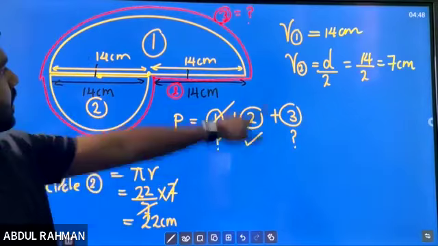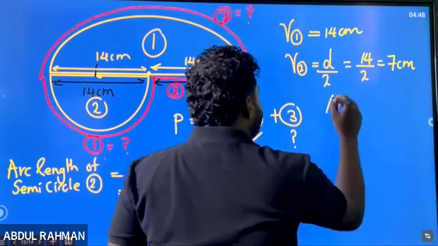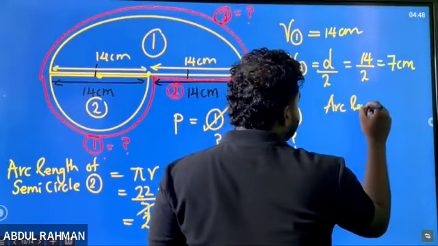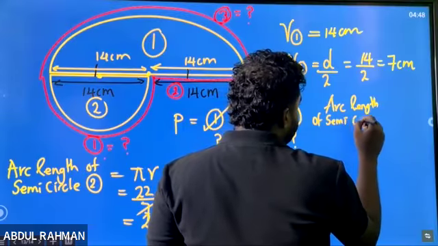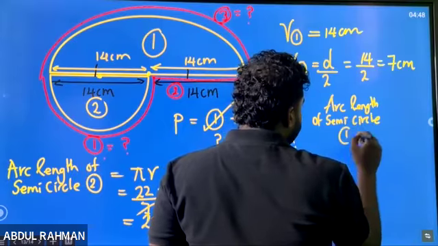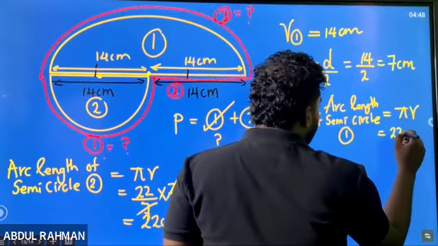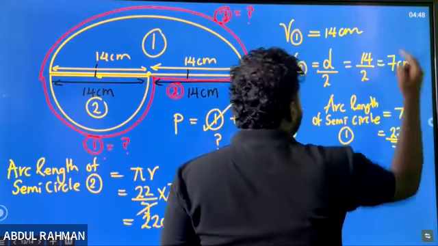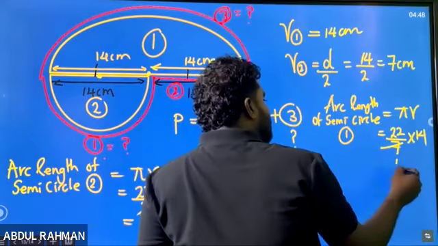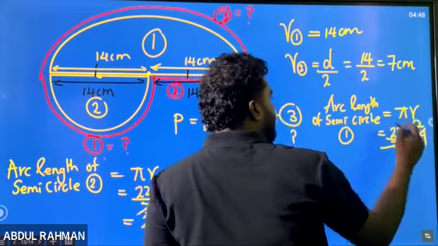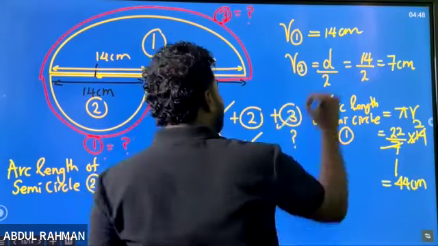The third one, in the sense, is the huge semicircle's arc length. I'm going to find that arc length. Arc length of semicircle number 1, that's the huge semicircle. That is also pi r. What is the equation? 22 over 7. What is the radius of the bigger semicircle? It is 14. 7 times 1, 7 times 2, 2 into 22. What is the answer? 44 centimeter. Now I know this also.